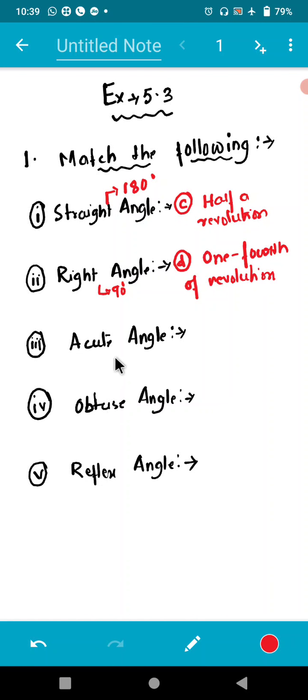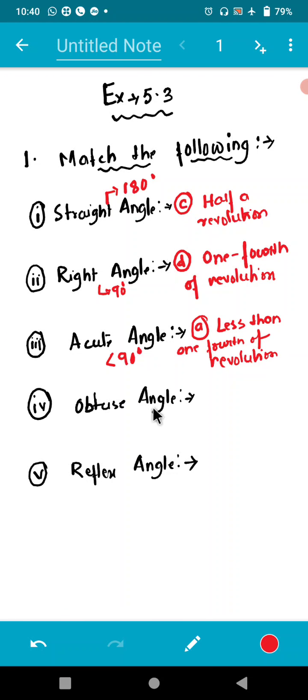Okay. Now acute angle means something which is less than 90 degrees. Now which option is right? So we'll write less than 1/4 of the revolution, because if 1/4 of the revolution is 90 degrees, so obviously an acute angle will represent the angles which are less than 1/4, and 1/4 of the revolution is 90 degrees. So we can say less than 90 degrees. So option number A is the correct one. So that is less than 1/4 of revolution.